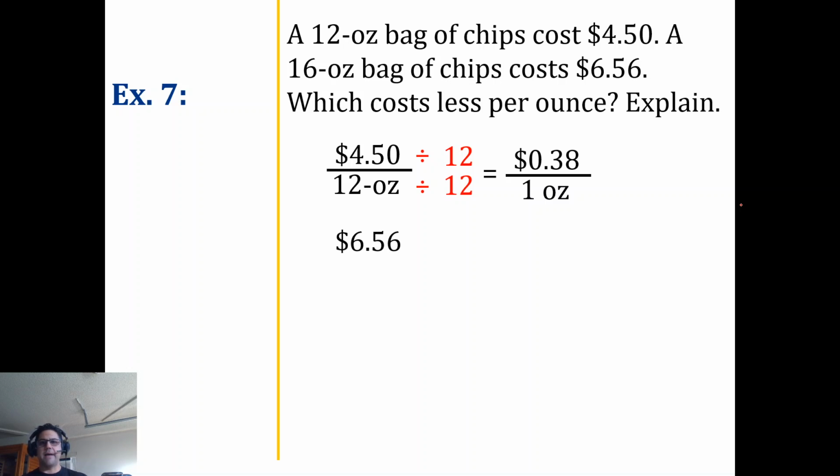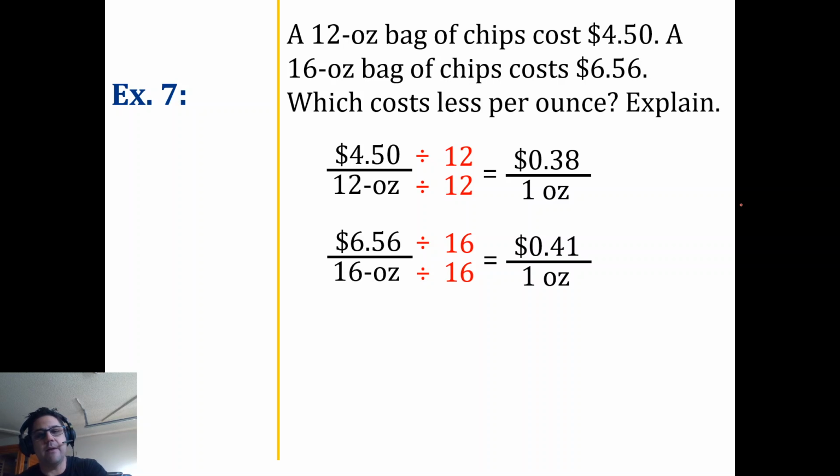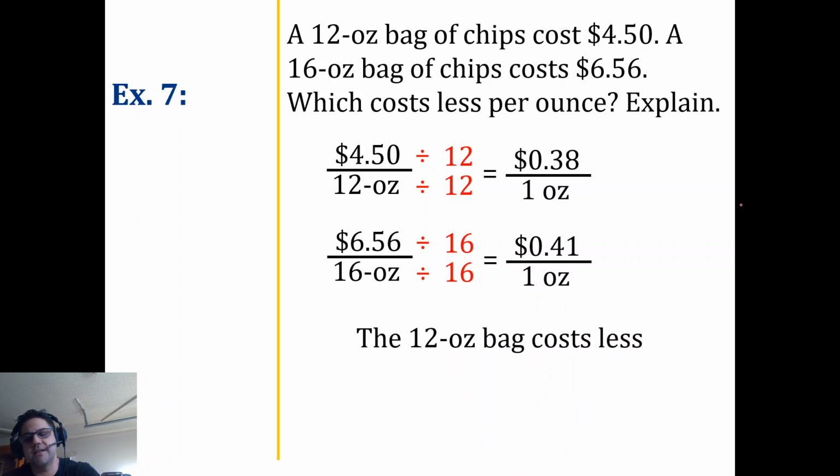All right, second bag, $6.56 divided by 16, because again, it's a different size bag. Really means we're going to divide both by 16. Gives me the 1 ounce for my denominator, and it gives me 41 cents per 1 ounce. So based off this scenario, we're really just trying to compare, do a cost analysis. The first bag of chips, the 12-ounce, is a better deal because it costs less per ounce. But again, it's really just remembering to get a unit rate of 1. That's the key there.